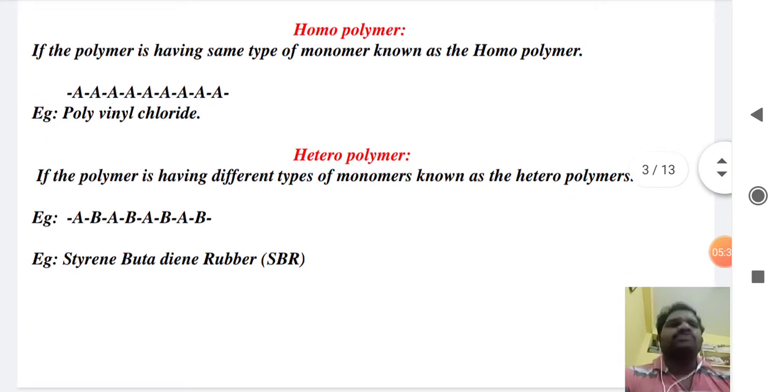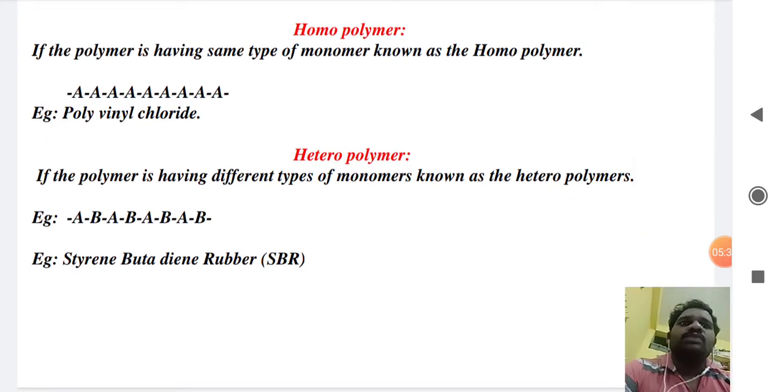Next, classification of polymers. Coming to the classification of polymers, we are going to discuss the homopolymer. When the polymer has the same type of monomeric units, it is known as a homopolymer.